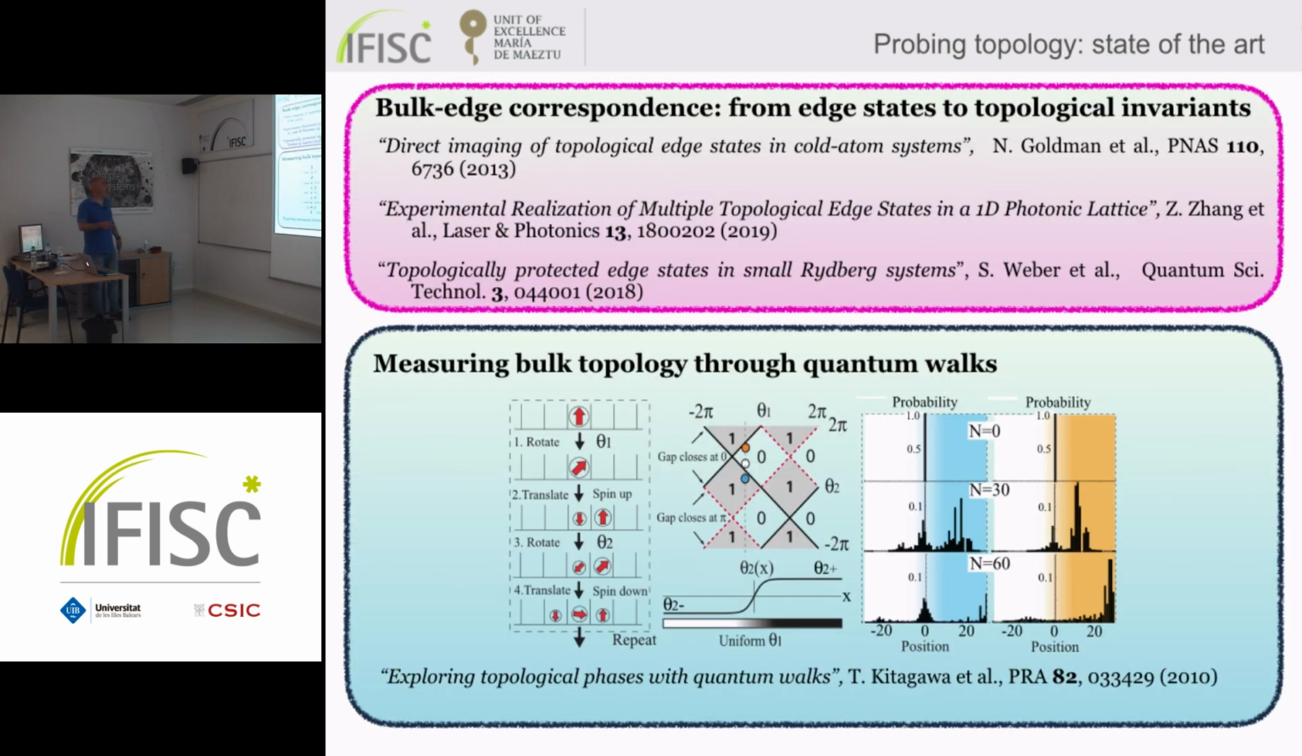And it has been done in different platforms, with cold atoms, in a photonic array, with small Rydberg atoms, and other similar stuff, let's say. But there is another way of measuring bulk topology, which is also very popular. And it is based on a dynamical process.